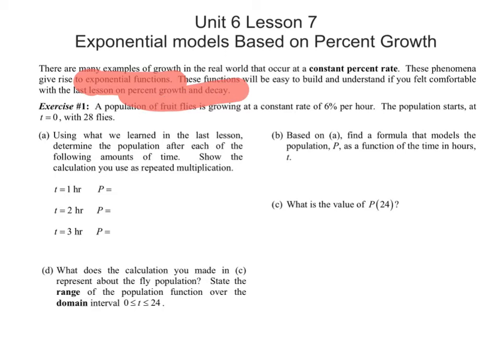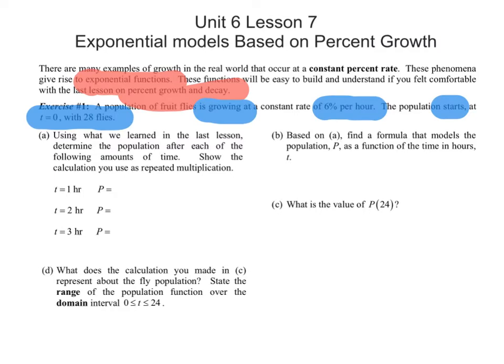A population of fruit flies is growing at a constant rate of 6% per hour. The population starts at point 0 with 28 flies. I'm going to highlight some key words here to help us build throughout exercise number 1. So the first word I'm going to highlight in blue is growing at a constant rate of 6%. The population starts, key word here, starts at 0 with 28 flies. So it starts with 28 flies.